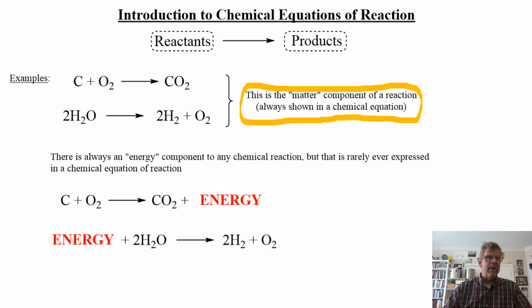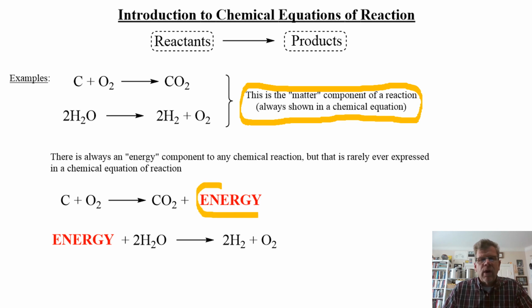We're going to find that there are many different types of energy. There's the energy of motion, that's kinetic energy. There's visible light energy. There is heat energy. But almost always when we're looking at this idea of energy in chemical reactions, we're talking about heat.